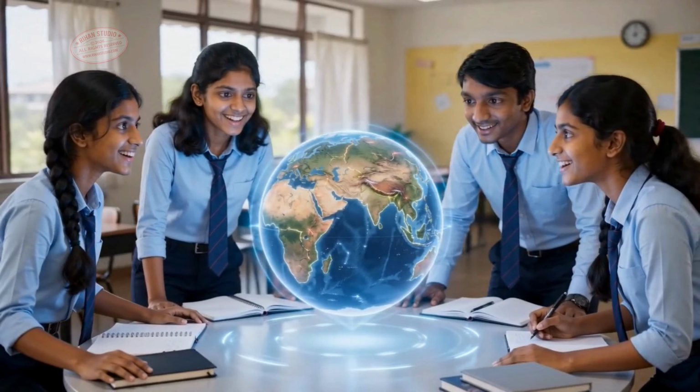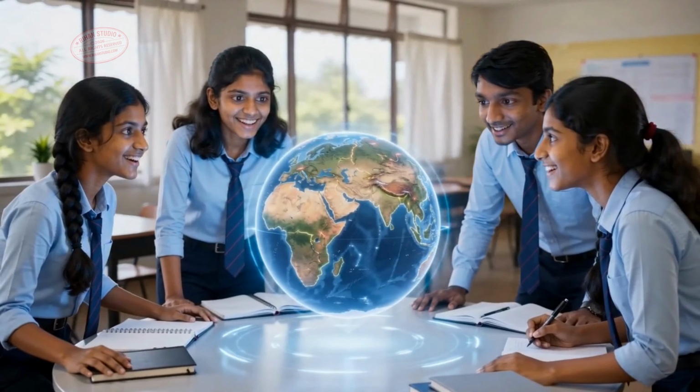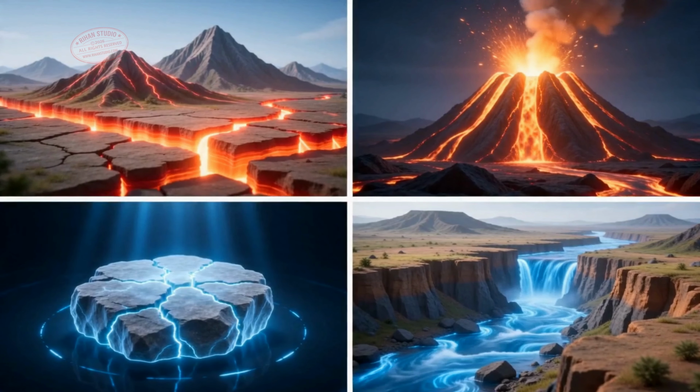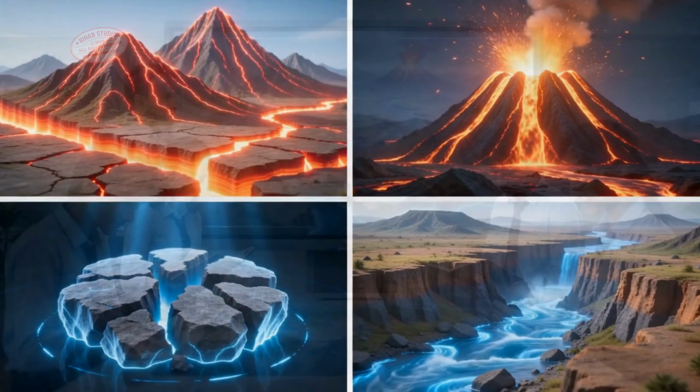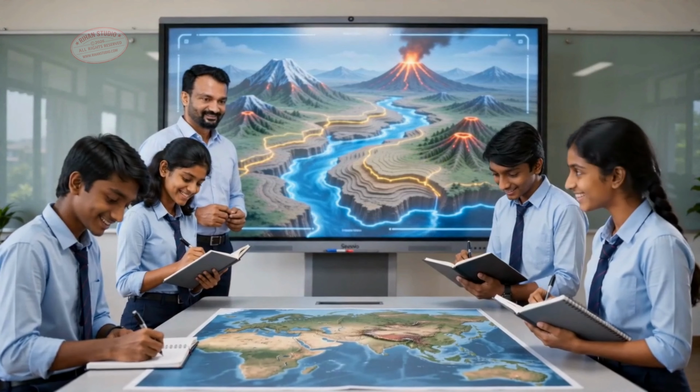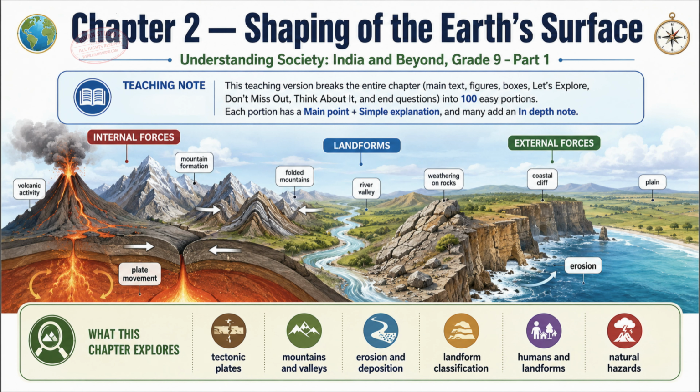Chapter 2. Shaping of the Earth's Surface. Understanding Society, India and Beyond. Grade 9, Part 1. This teaching version breaks the entire chapter, main text, figures, boxes, let's explore, don't miss out, think about it, and end questions.